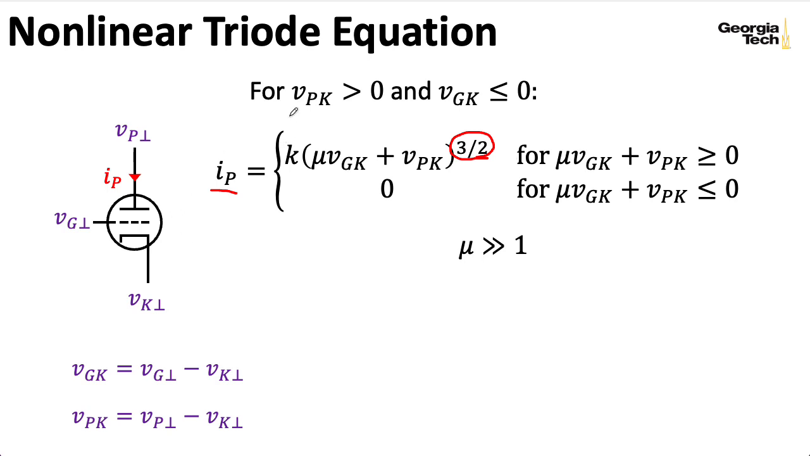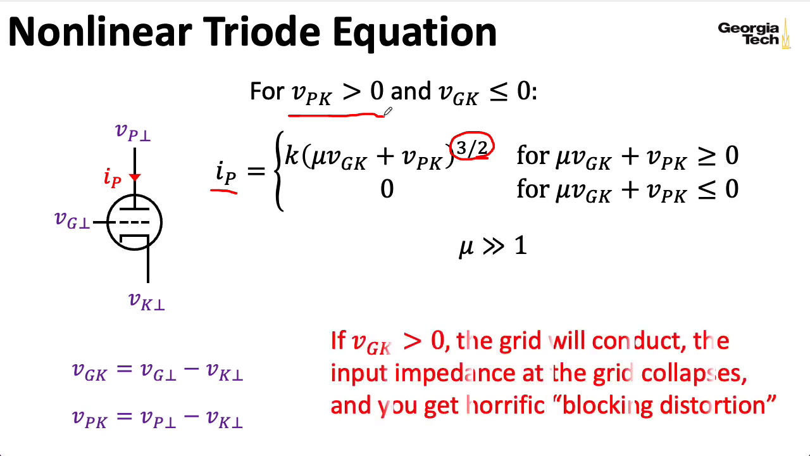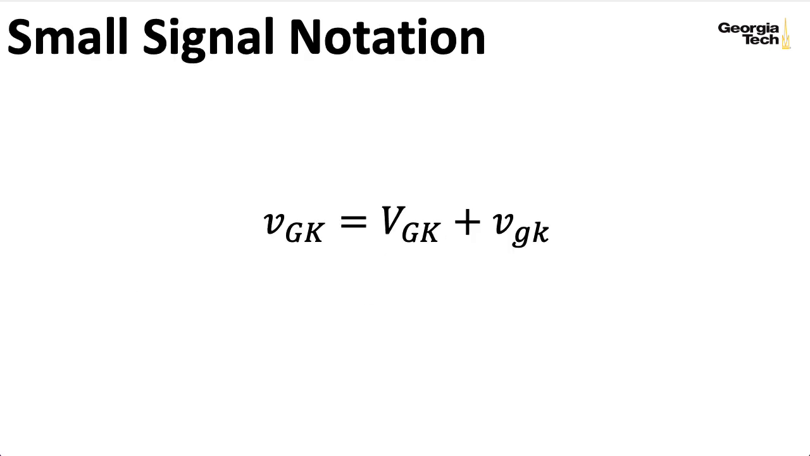Remember that for proper operation, the plate to cathode voltage needs to be positive. And it's very important that the grid to cathode voltage not be positive. This is an extreme failure condition. Let's talk about that grid to cathode voltage for a second, usually just called the grid voltage.